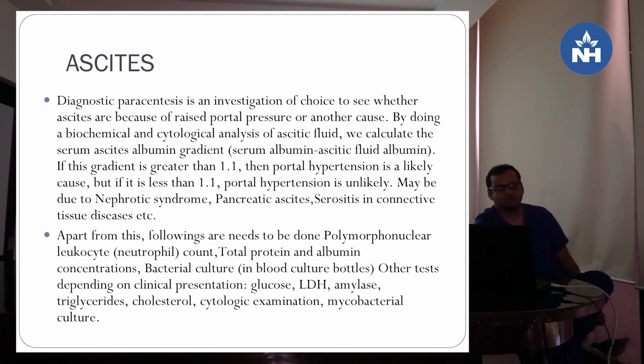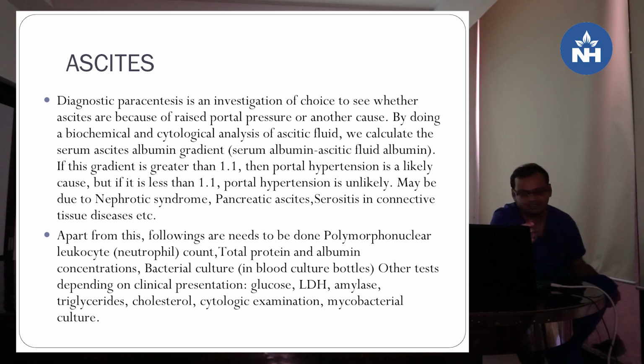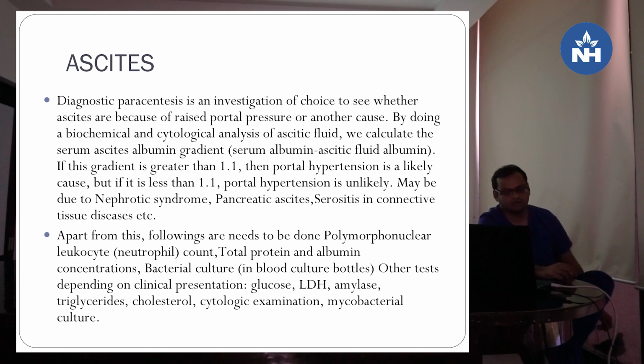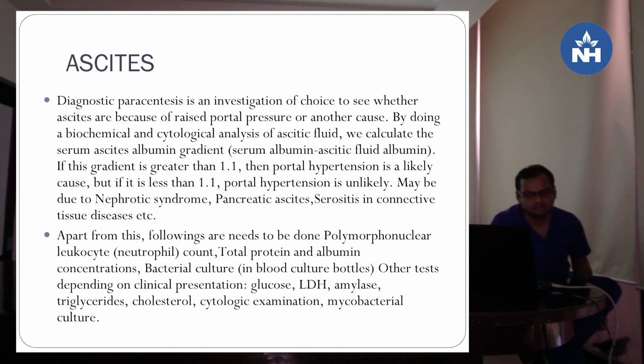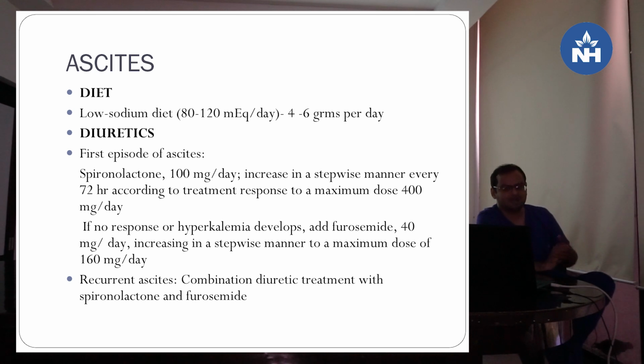If the gradient is more than 1.1, then portal hypertension is the cause. If it is less than 1.1, then the cause may be nephrotic syndrome, pancreatic ascites, biliary ascites, serositis in connective tissue disease, etc. Apart from this, in ascitic fluid, we have to check the polymorphonuclear leukocyte neutrophil count, total protein and albumin concentration. Bacterial culture and other tests depend on the clinical presentation, like glucose, LDH, amylase, triglyceride, cholesterol, mycobacterial culture, cytological examination, etc. Now, treatment of ascites.